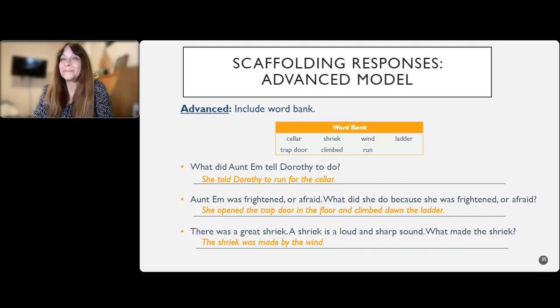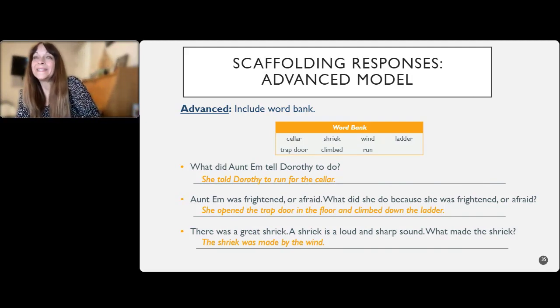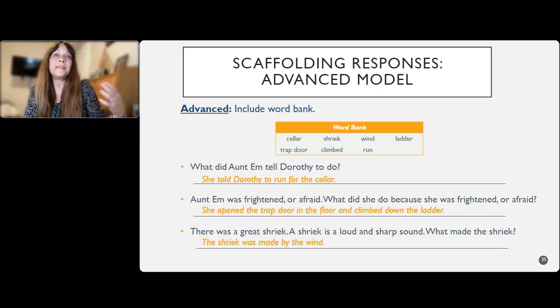Okay. And I see that there are some comments. I know that there are a lot of folks here who are familiar with using sentence frames and sentence starters. And really, I would like to invite you to think about that differentiation that we are posing with these slides.